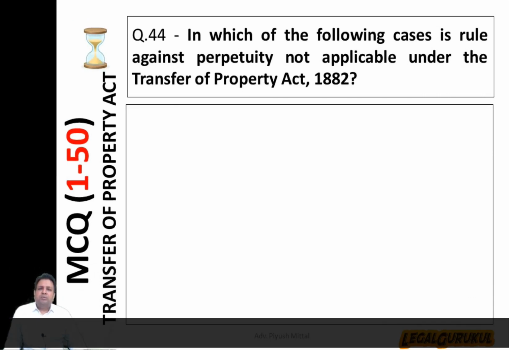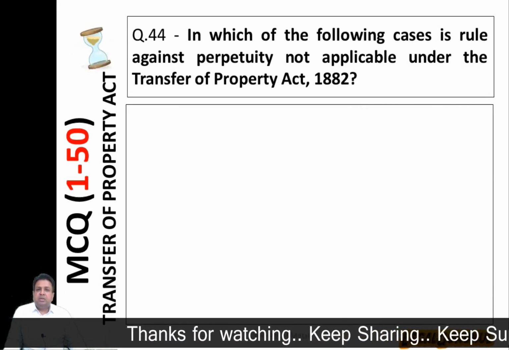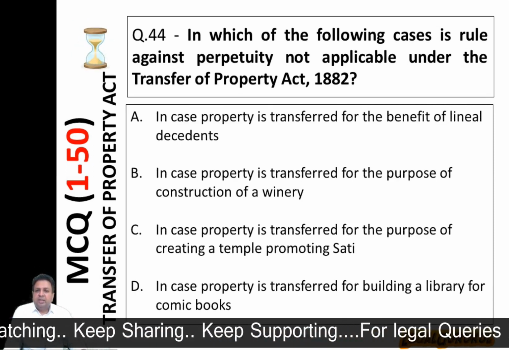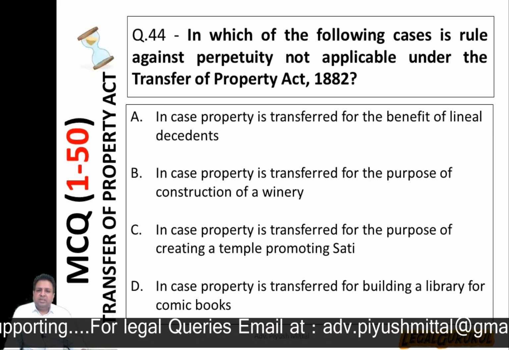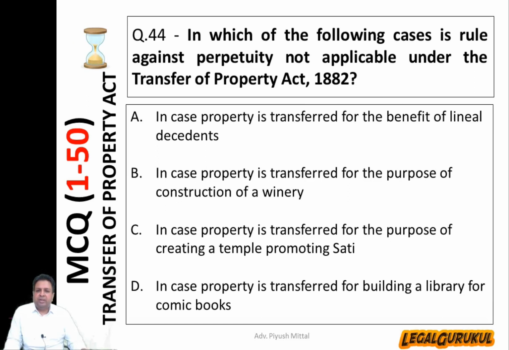Question number 44. In which of the following cases is the rule against perpetuity not applicable under the Transfer of Property Act? A. In case property is transferred for the benefit of lineal descendants. B. In case property is transferred for the purpose of construction of a winery. C. In case property is transferred for the purpose of creating a temple promoting sati. D. In case property is transferred for building a library for comic books. The correct answer is D. In case property is transferred for building a library for comic books.